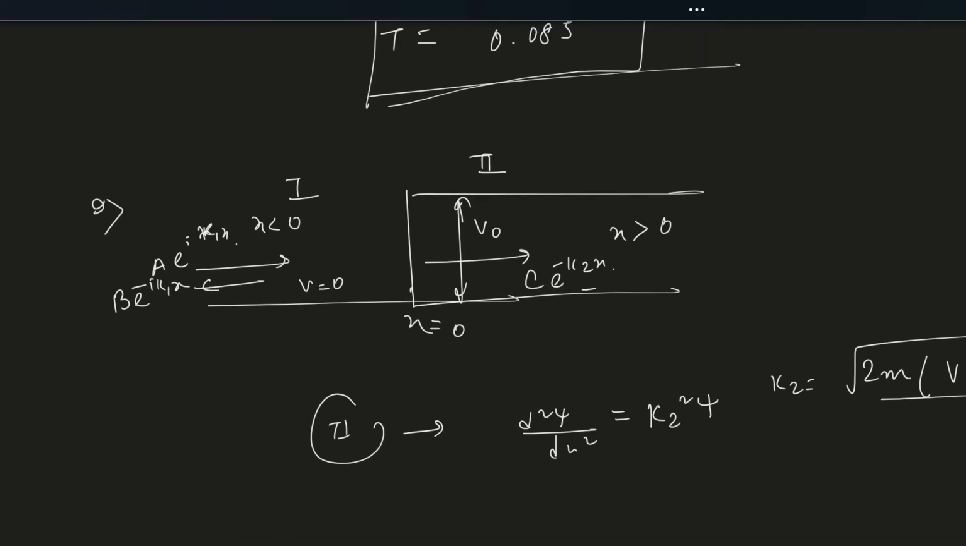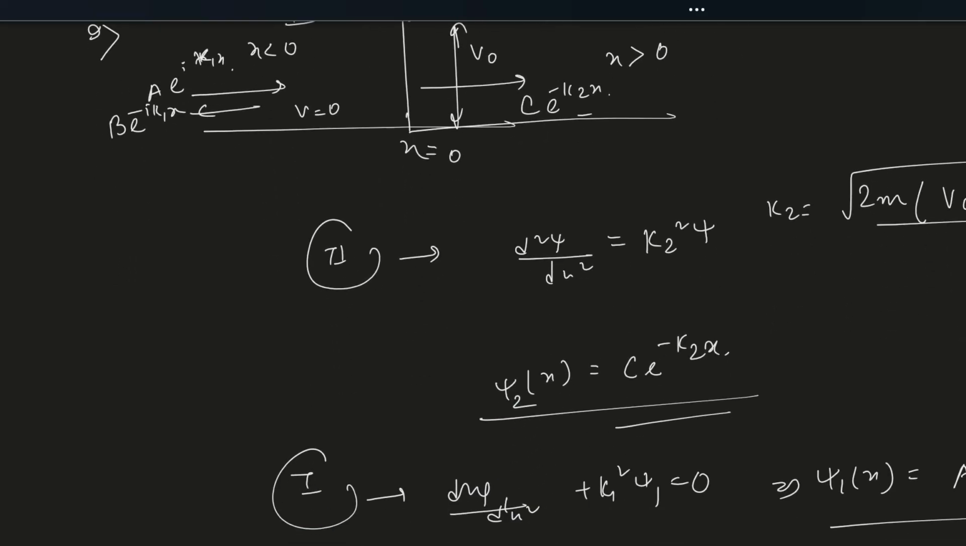So then psi of x equal to C e to the power of minus k2x, and for region 1 you get d2 psi by dx2 plus k1 square psi equal to 0. So this is psi 2 in region 2 and psi 1 in region 1. So from here psi 1 of x equals A e to the power of i k1x plus B e to the power of minus i k1x. So these are the two solutions.